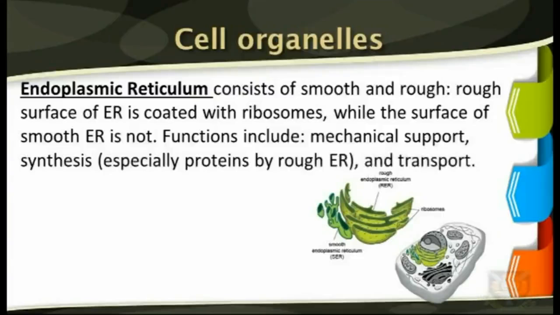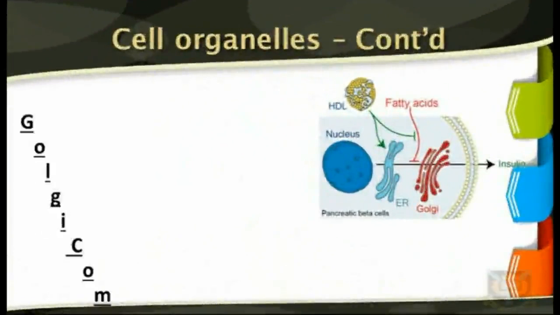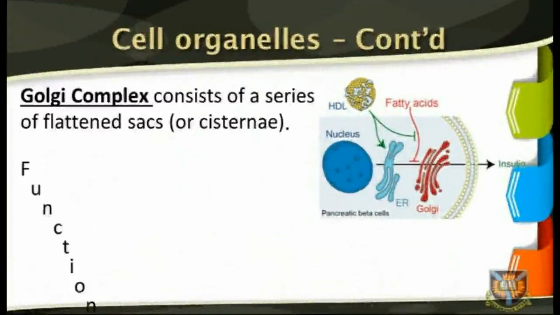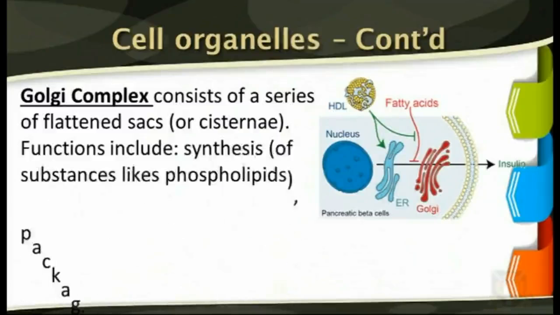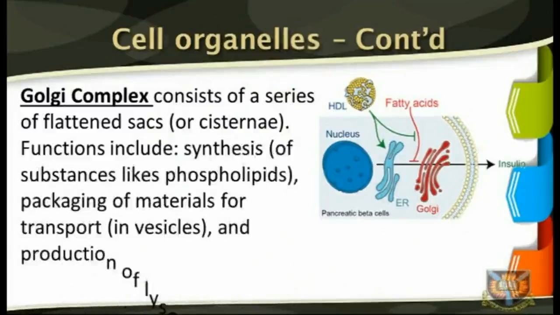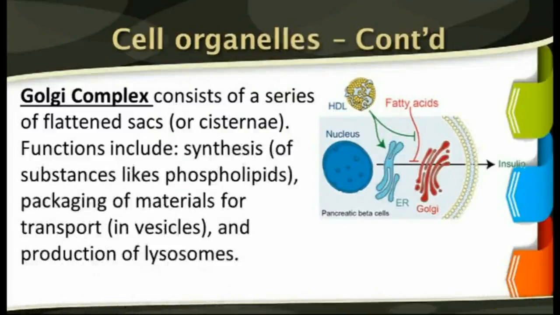Endoplasmic reticulum. It comes in two forms, smooth and rough. The surface of rough ER is coated with ribosomes. The surface of the smooth ER is not. Functions include mechanical support, synthesis, especially proteins, by the rough ER, and transport. Golgi complex consists of a series of flattened sacs or cisternae. Functions include synthesis of substances like phospholipids, packaging of materials for transport in vessels, and production of lysosomes.